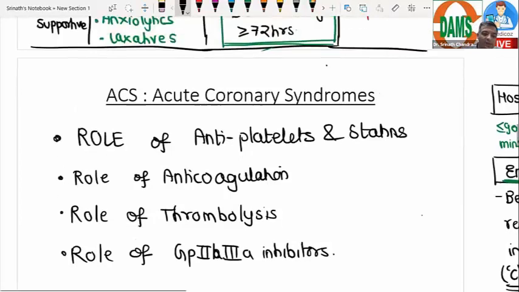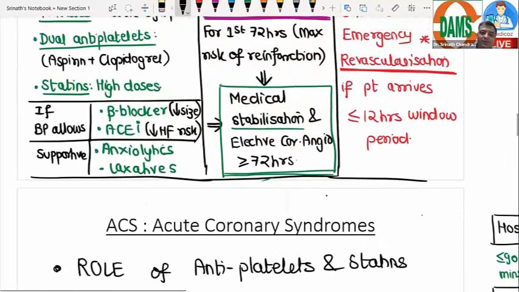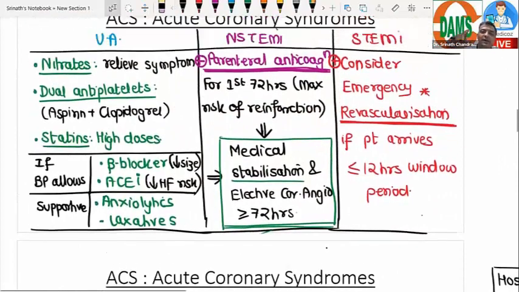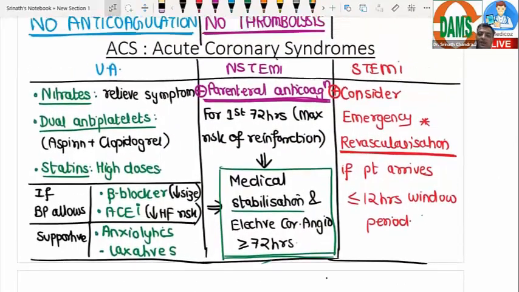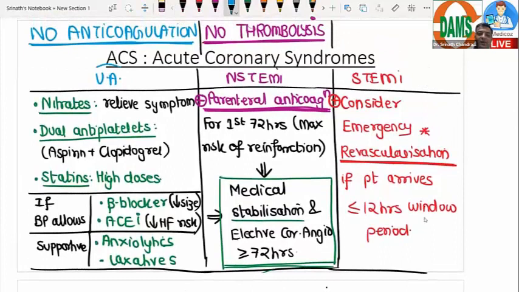If you look at the overall review, if you have a patient with acute coronary syndrome, unstable angina, you want to start with the nitrates, dual antiplatelets, and statins. If BP allows, beta blocker, supportive therapy. In NSTEMI, you go for parenteral anticoagulation. And in STEMI, you want to consider emergency revascularization.